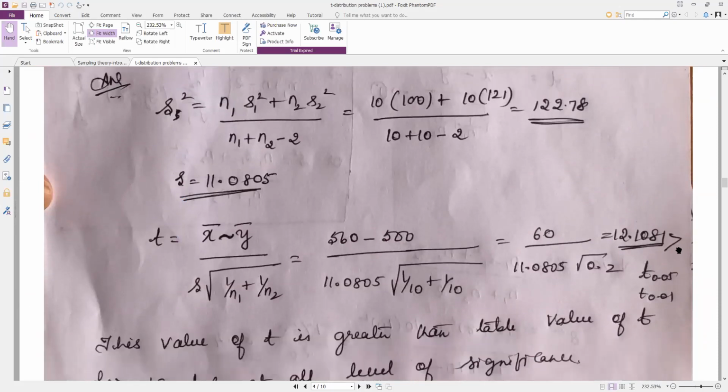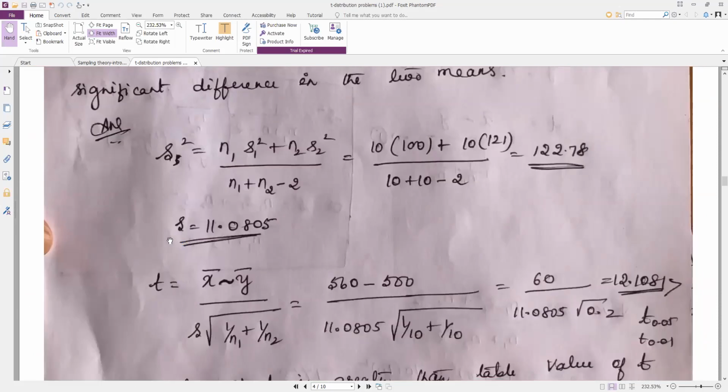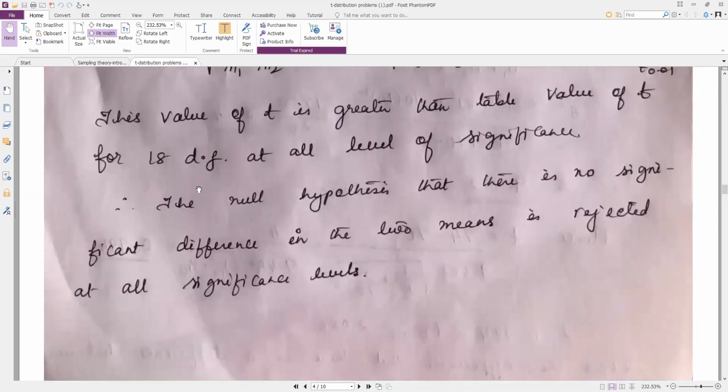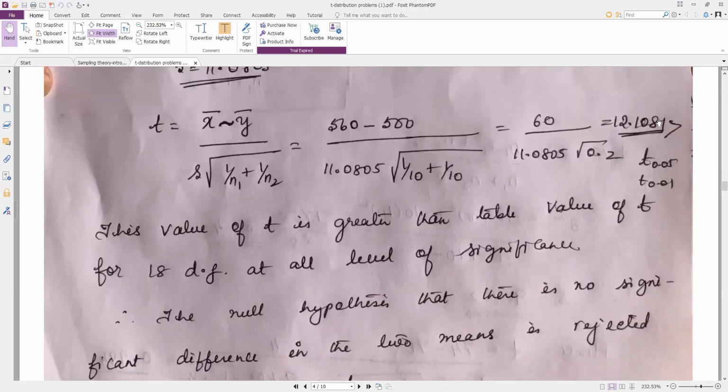So it is greater than the table value of t. This value of t is greater than the table value of t for how many degrees of freedom? 10 plus 10, 20. We need to deduct 2, so 20 minus 2 is 18 degrees of freedom at the given level of significance. So what can we say? We have taken the null hypothesis that there is no significant difference. So is it accepted or rejected? Since it is greater than, we can say the hypothesis is rejected.